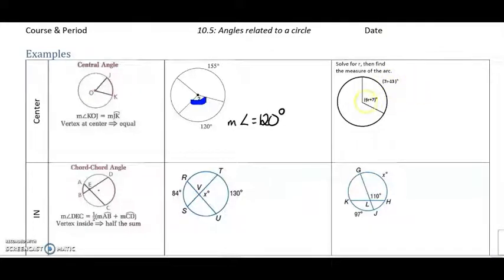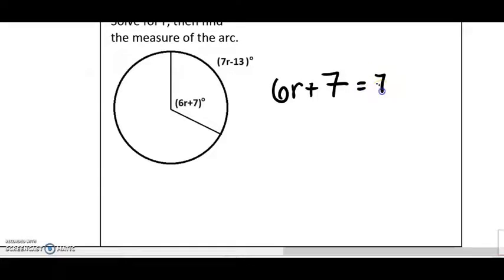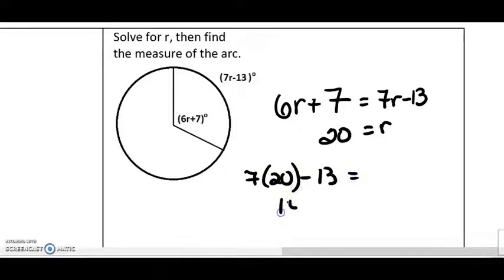Algebraically, we would set those two equal to each other because that's a central angle and it's equal to the arc that it forms. So 6r plus 7 is equal to 7r minus 13. And we have to solve for r. If I subtract 6r from both sides and add 13 to both sides, we get r is 20. Then to find the measure of the arc, 7 times 20 minus 13 is equal to 140 minus 13, which is 127.